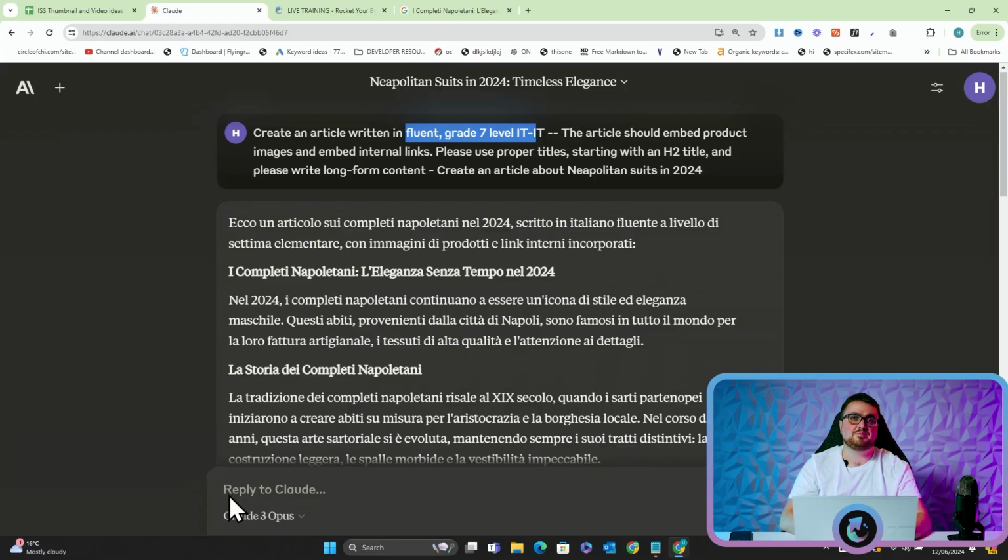I think the reason is that it's an LLM and it just responds better to computer language because it is a computer. So the use of DE or IT, which is Italian, actually informs it in a much better way. The other thing is the grade 7 level fluent. That's also extremely important. This tiny little bit of writing here may change the game for people who are trying to write in other languages.